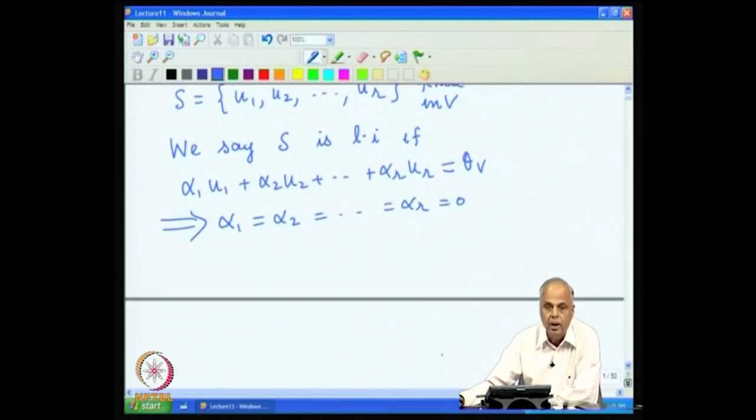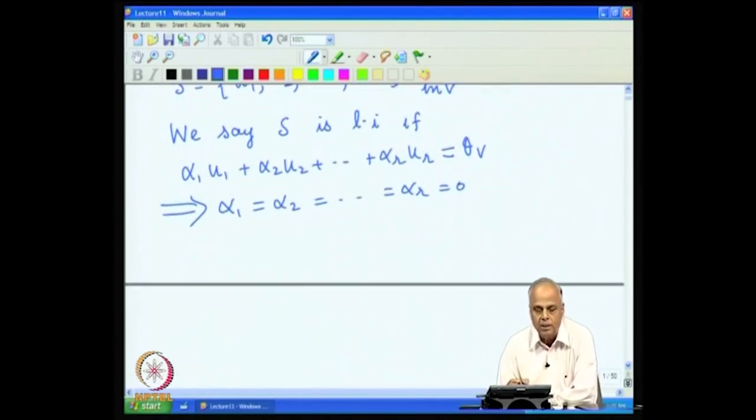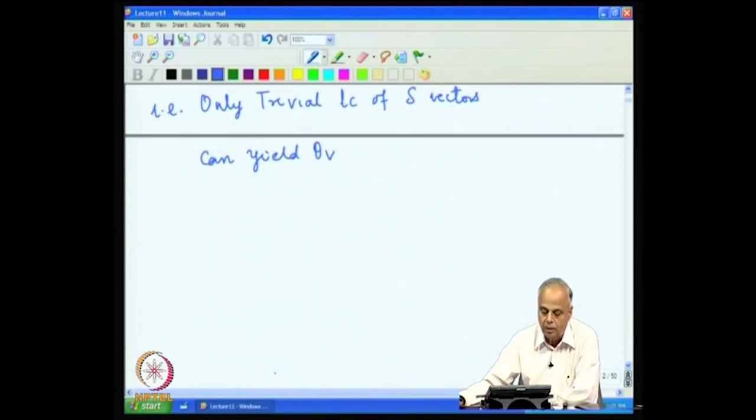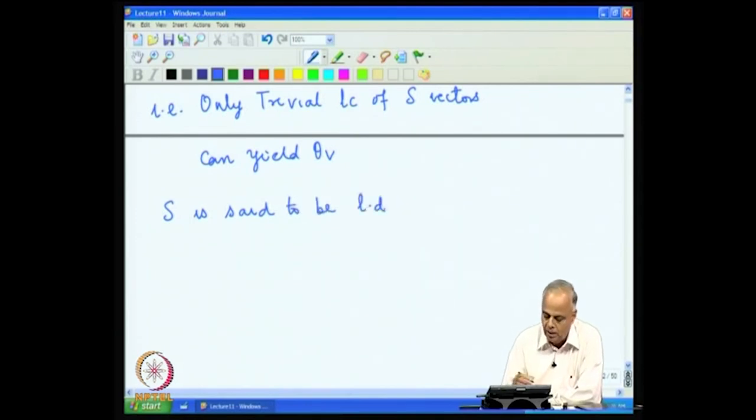This is the same thing as saying that the only way to get the 0 vector as a linear combination of the vectors in S is the so called trivial linear combination. That is, only the trivial linear combination of S vectors, or the vectors in S, can yield the 0 vector. If the set is not linearly independent, it is said to be linearly dependent. We will write LD for linearly dependent. So, S is said to be linearly dependent if S is not linearly independent.